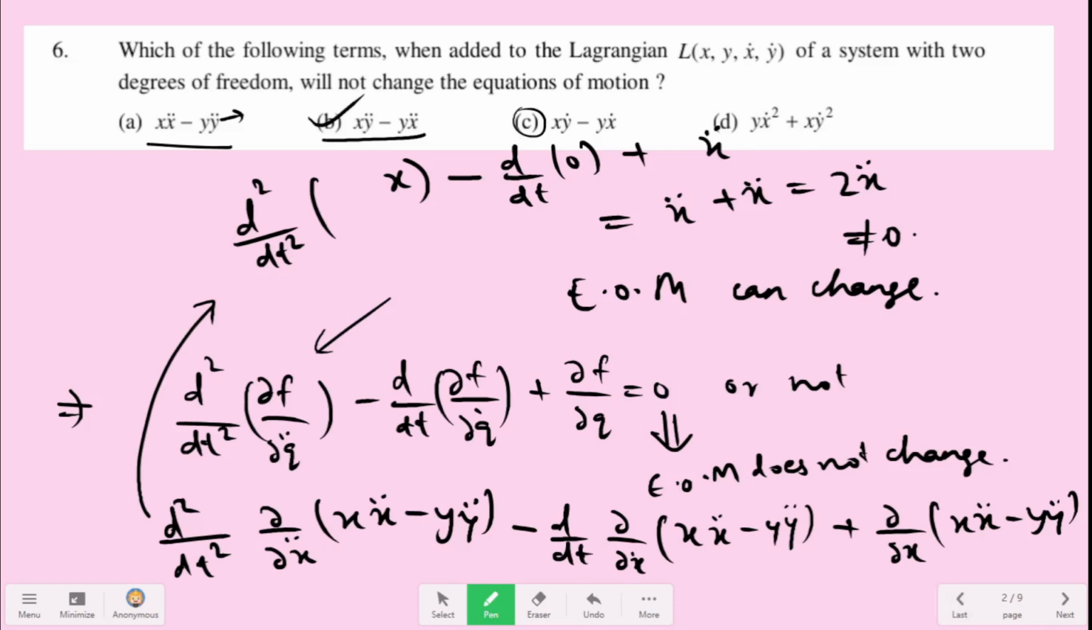Now you can check option C and option D as well. Option C is a function of x dot, x, y and y dot. Therefore, we use the first condition. We will try to write this f as total derivative of some function of x, y and t only. But we will not be able to do that, because x dot is squared and y dot is squared. It is never possible to write this as a total time derivative of a function of x and y and t only.